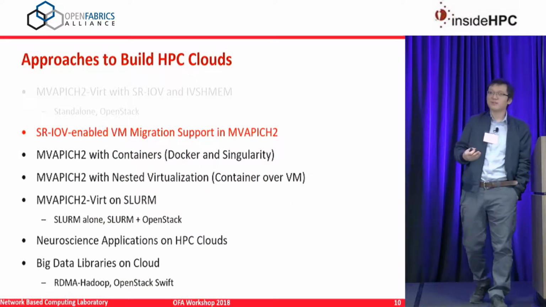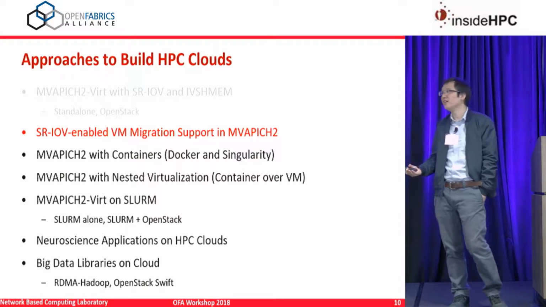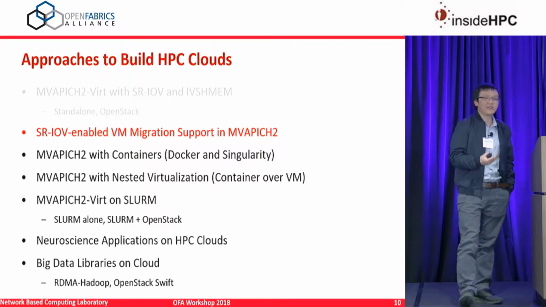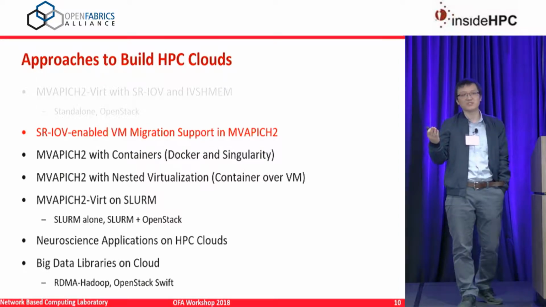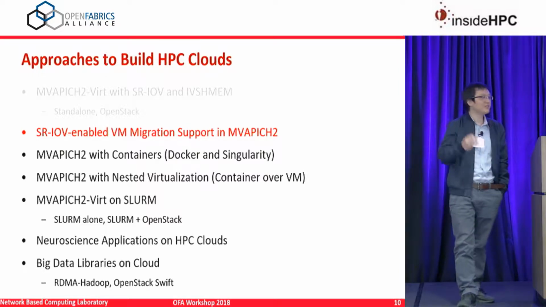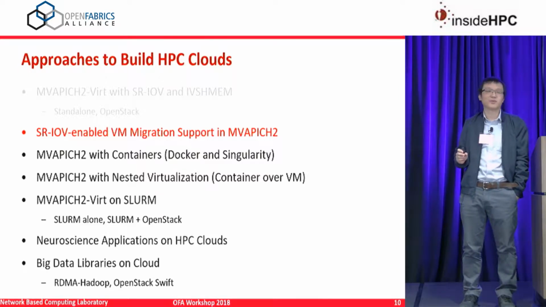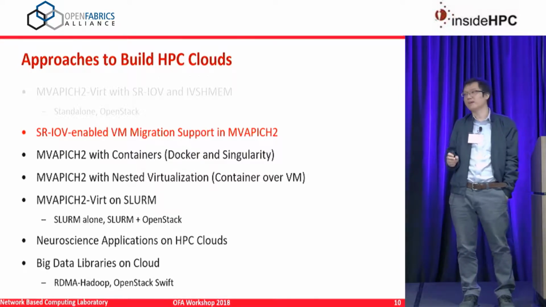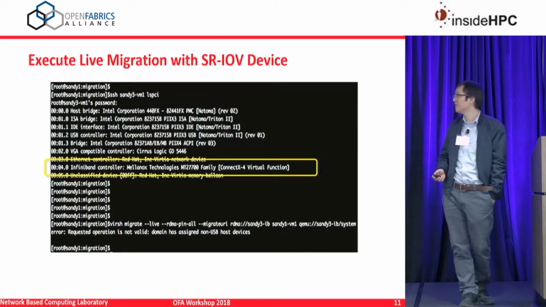So now this is about performance. We know SR-IOV is good. With some help from locality-aware communication, you get better performance. That's good. But now the question is, when you use SR-IOV in your cloud environment, there's one major blocker, which is live migration. So far, SR-IOV cannot support live migration.